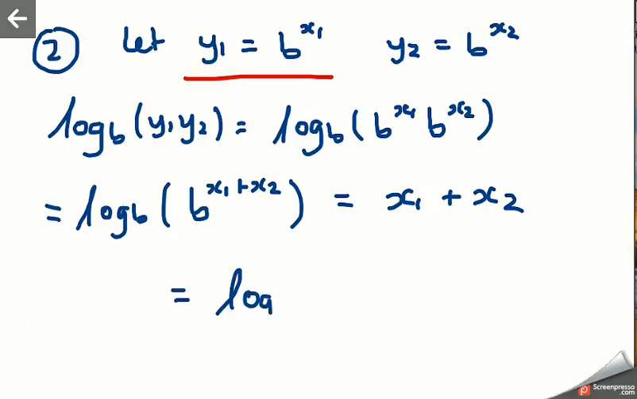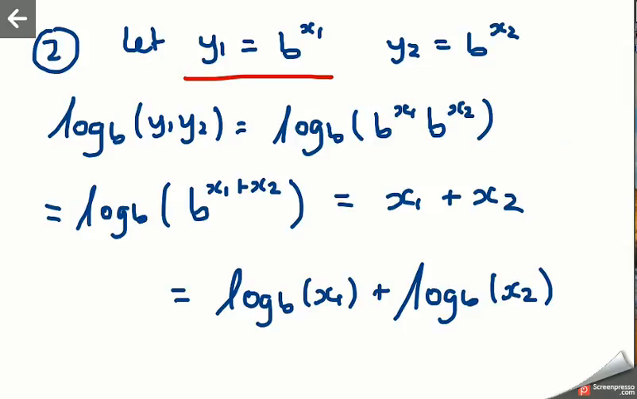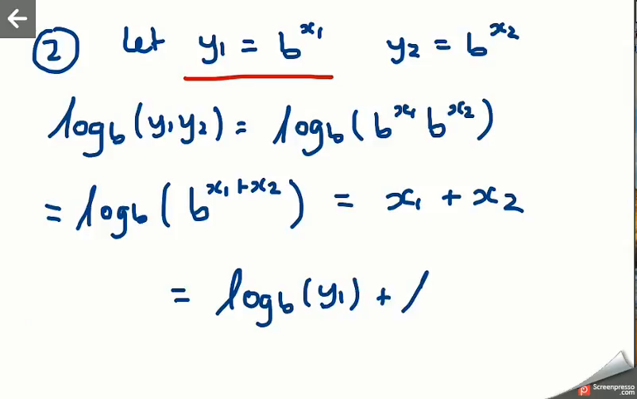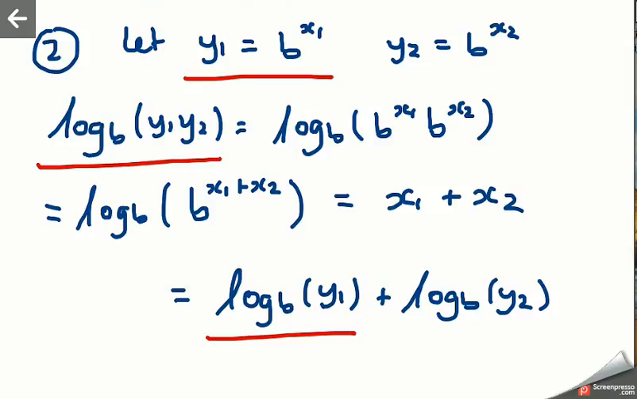Equals log to the base b of x1 plus log to the base b of x2. So we started out with log to the base b of y1 times y2, where these are two positive numbers, and that's equal to, I made a mistake here, log to the base b of y1 plus log to the base b of y2. So we started out with two positive numbers, y1 and y2. Log to the base b of y1 times y2 is therefore equal to log to the base b of y1 plus log to the base b of y2.